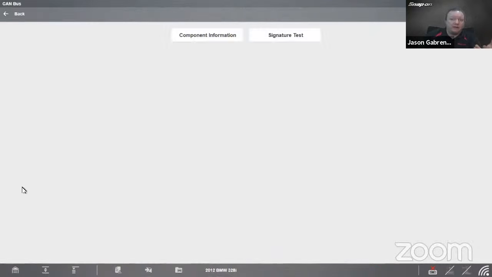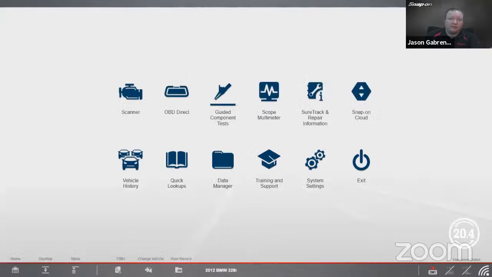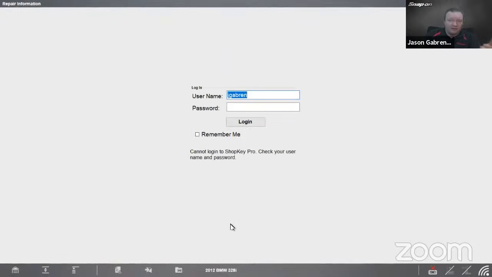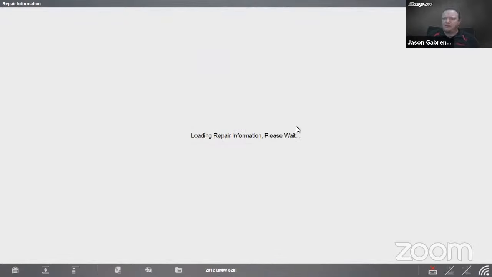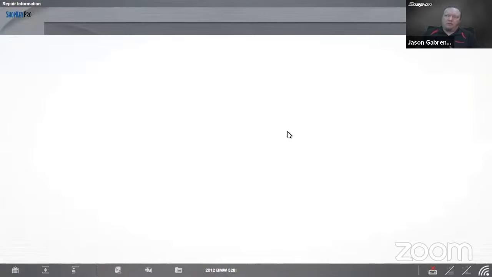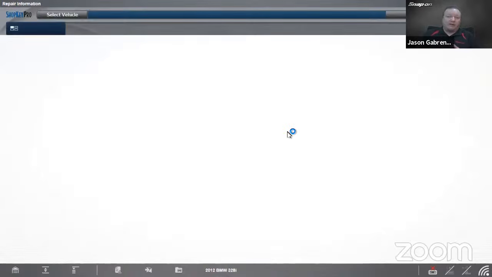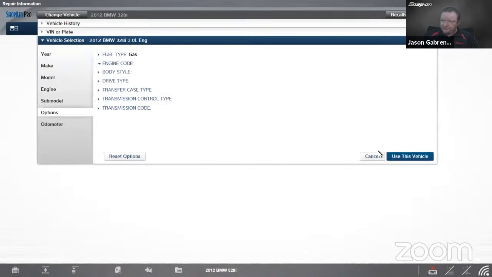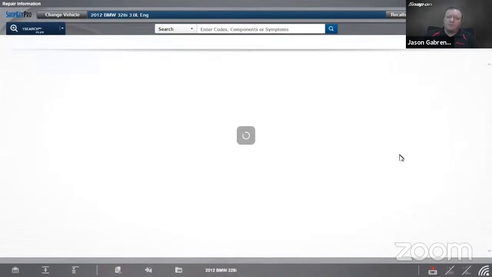So where would I need to go for that? A good example is our shop information. If you have a Verus or a Zeus or one of the Windows-based tools, it will load the vehicle. It'll load me into my information system. If I have ShopKey Pro or Mitchell ProDemand, it will load me in there. It will give me my options, and I can look at the vehicle.